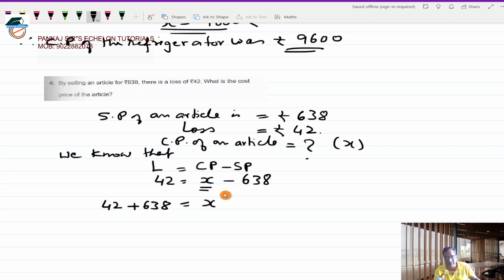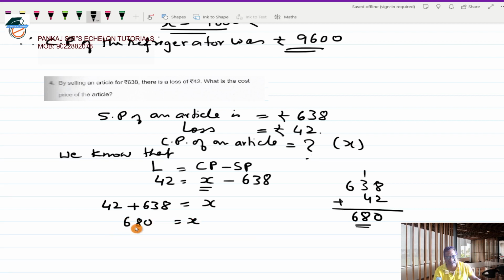This change in sign is only for plus and minus. It doesn't work for multiplication and division. For multiplication and division, the transposition will not be on the same level; it will be from up to down. That I will teach you when we come across such questions. So ultimately we are getting X equal to 638 plus 42. So let us work out 638 plus 42. 8 plus 2 will be 10, 0, 1 carried, 4 plus 3 is 7, 7 plus 1 is 8, and this is 6. So you are getting the answer as 680 as your X.